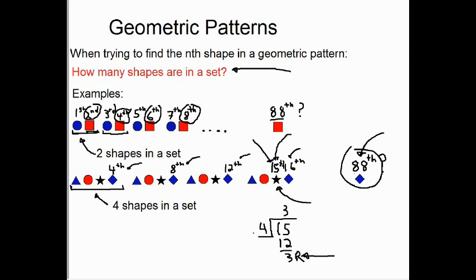Now, what this means in terms of this example is, remember, we're dividing by 4 to see how many sets we have in the 15 here. And when we're trying to get to the 15th term, we have 3 full sets we go through. So we have the first set, the second set, and then the third full set. So that's where this 3 comes from. We're going to go through 3 full sets, but we have a remainder of 3, which means to get to the 15th position, we have to go 3 more of the shapes.